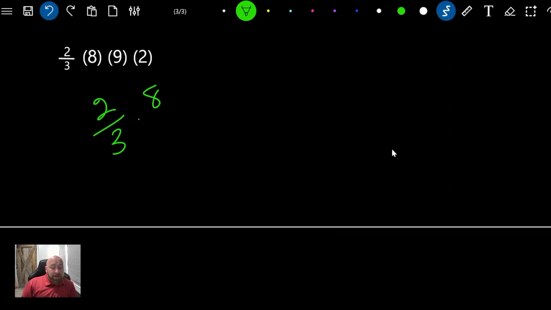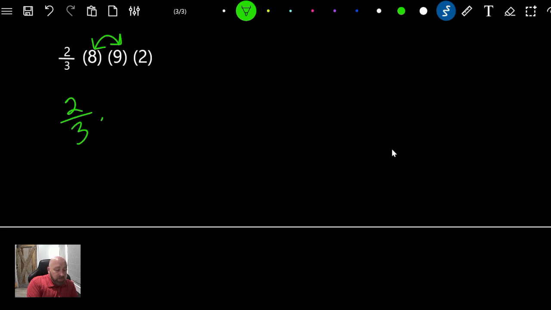So one way that I could simplify this is if I switch the 8 and the 9. Watch what happens. If I switch that 8 and the 9, I have 2/3 times 9. And if I do that, I can cancel, cancel the 3, and I eliminate my fraction. So now 2 times 3 is 6. So now I don't have 6 over 3, I just have 6. And then I can multiply times 8 and then times 2. And I can continue on with my process from there.